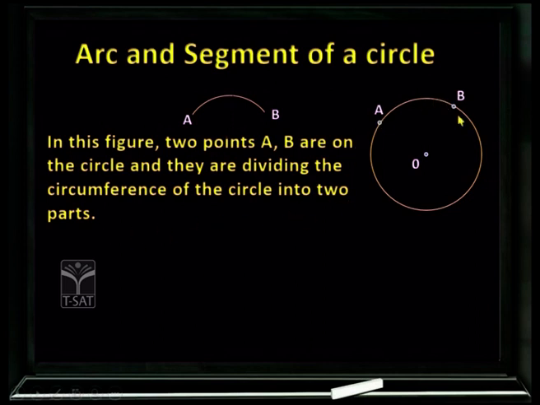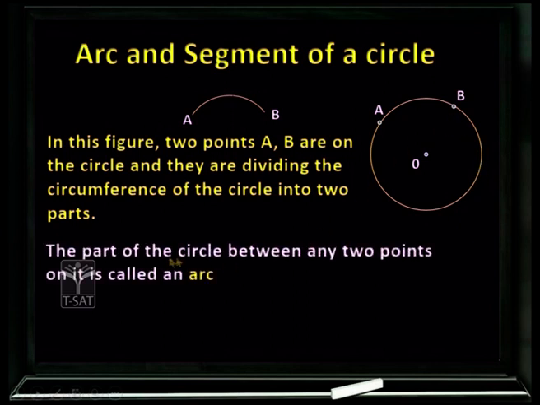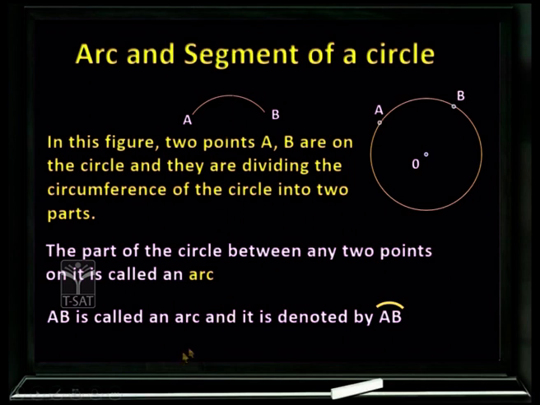So, AB is one part and the other side is one more part. So, we can say the part of the circle between any two points on it is called an arc. What is an arc? The part of the circle between any two points on it is called an arc. Here AB is called an arc and it is denoted by AB with an arc symbol.